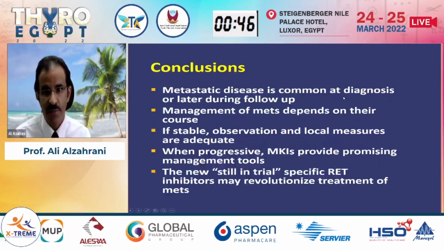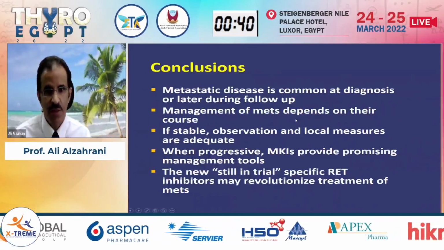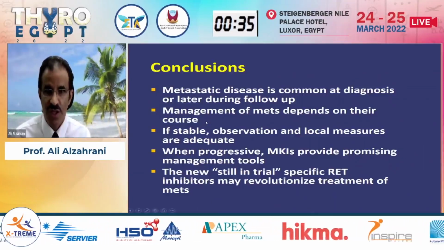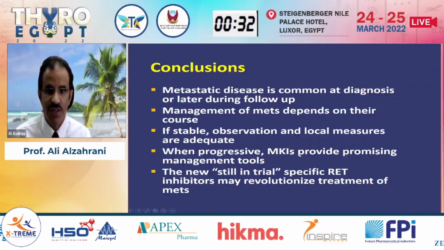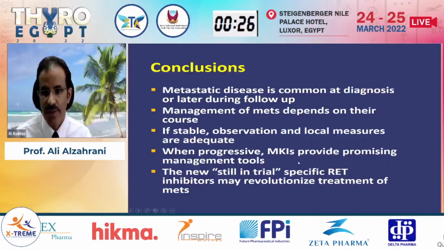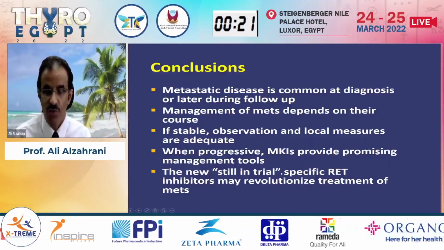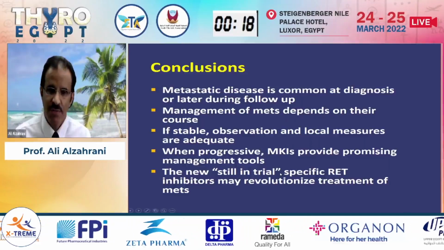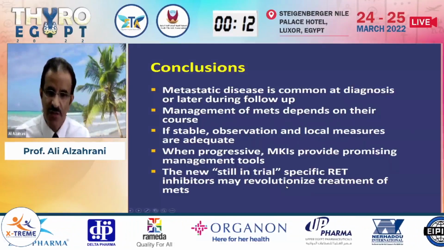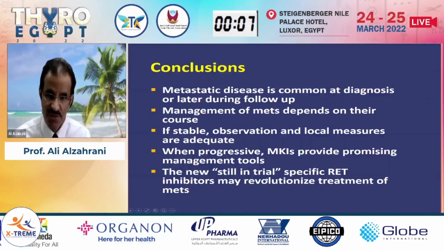Metastatic disease is common at diagnosis or later during the follow-up, and the management of metastasis depends on their course. If they are stable, we can observe them and use local measures. If they are progressive, we can proceed with multi-kinase inhibitors, Vandetanib, Cabozantinib, or the new ones, Selpercatinib and Pralsetinib. The new ones were still in trial, they are no more in trial actually. They are now approved by FDA, the Selpercatinib, Pralsetinib. They are very specific RET inhibitors, and they actually have revolutionized the treatment of medullary thyroid cancer that is metastatic and progressive.